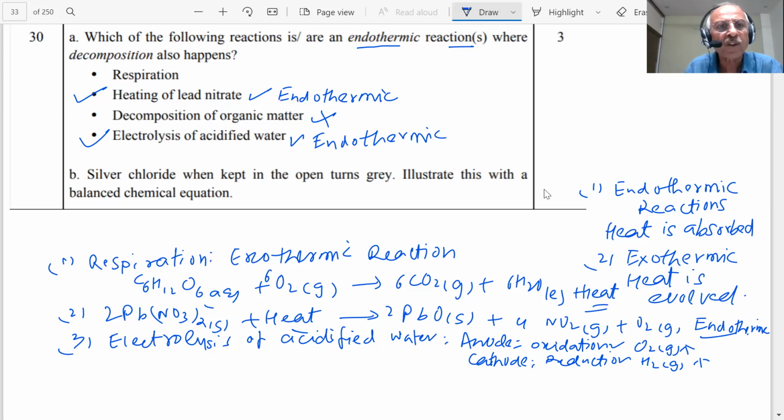Okay, next question on the screen, students. Silver chloride, when kept in the open. AgCl is a solid, and it is white in color.